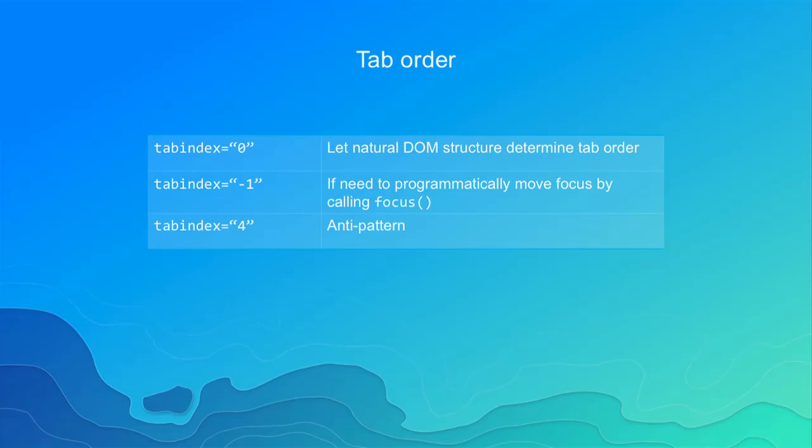If you need to temporarily take something out of focus, you can set it to -1, and then when you need to focus it, set it back to 0. The thing that you want to avoid is setting anything to a tab index greater than 0 because it takes it out of the logical order. It takes precedence. It just modifies the behavior of the page, and it's not recommended. It's an anti-pattern, and the testing tools that we talk about later will definitely flag that as an issue.